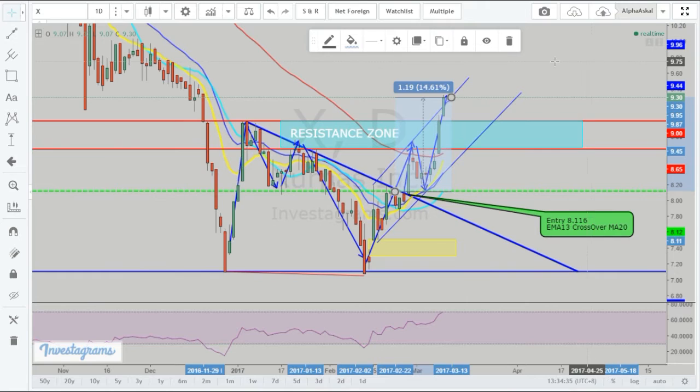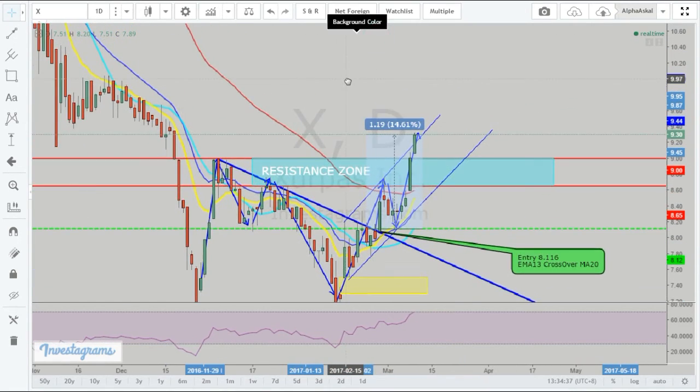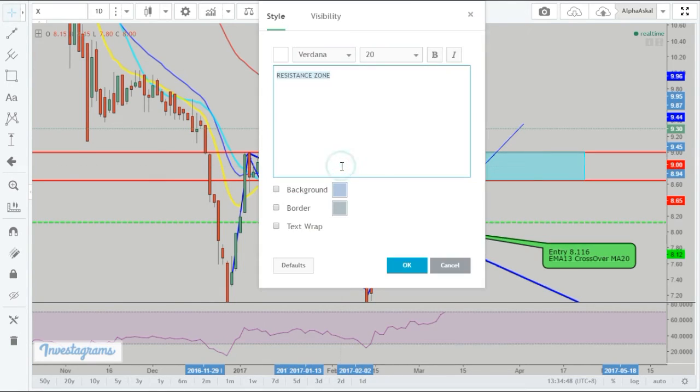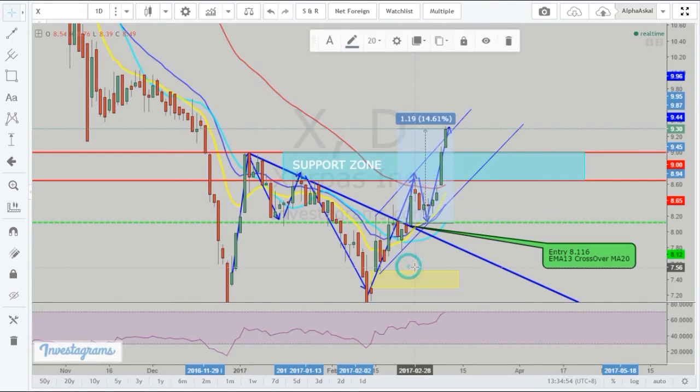And speaking of pulling back, that's what I'm going to discuss now. Since we're already piercing outside the first resistance zone, this is now turned into a support zone. Resistance turned into support. So this is now where we would see pullbacks, or buyers would hold the price.